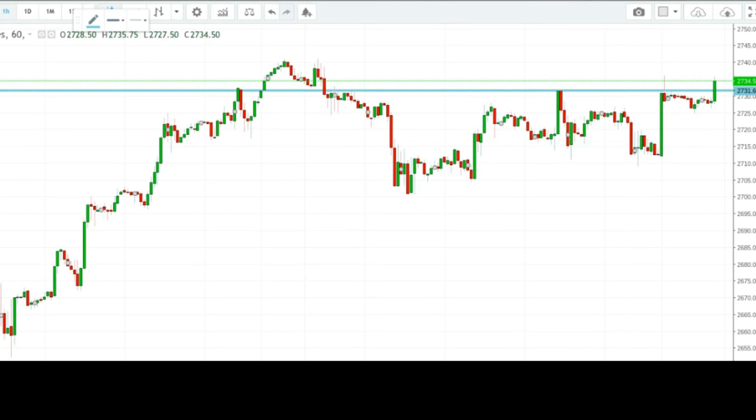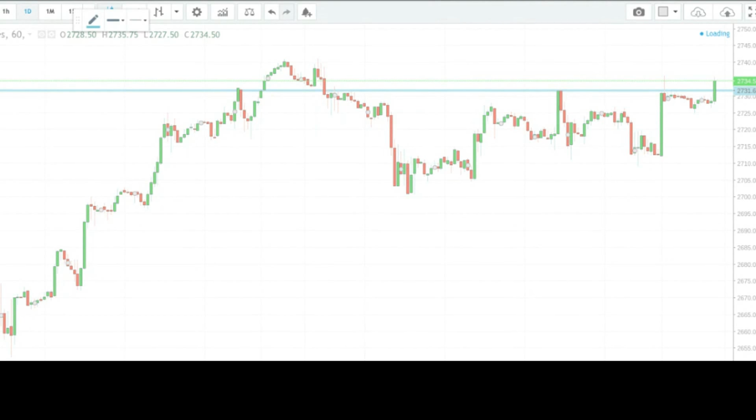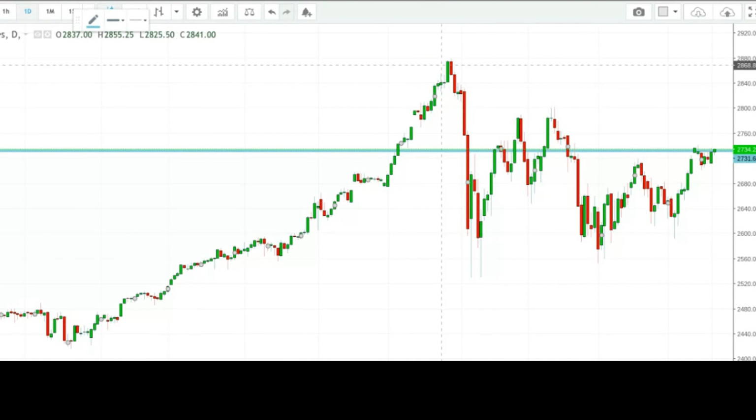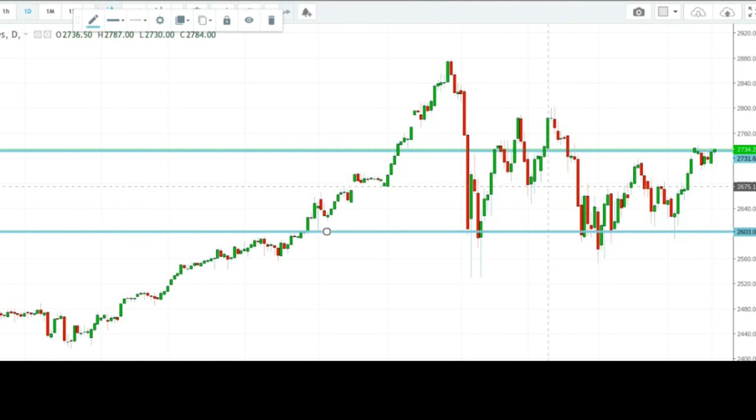So again, we start with the bigger picture on the S&P 500. This 2600, and then we had the upper band. So we're seeing the breakout. We're seeing if this will retest. It's typically what we want. It's typically what we prefer before it does take off again.